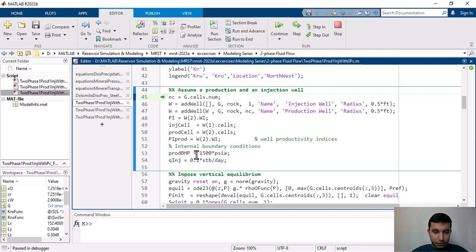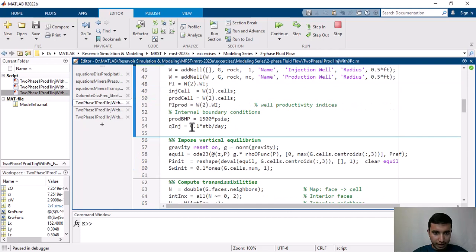In this block of the code, I have determined the properties of the wells that I have, and I'm not going to talk about them because I talked about them in the previous video. Here I have specified the bottom hole pressure for the production well and specified the injection rate for the injection well.